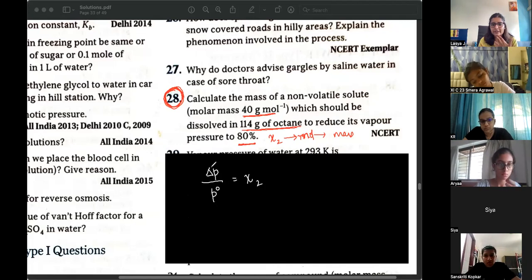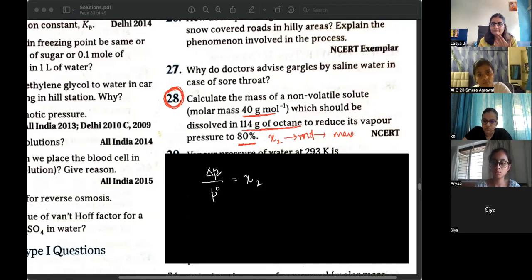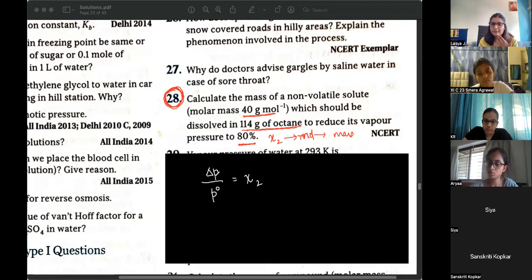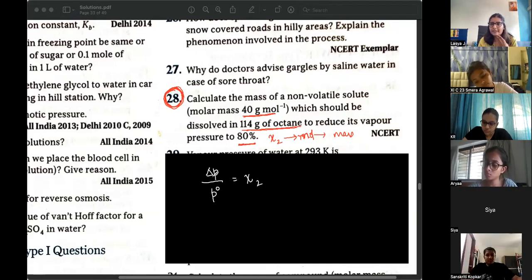Who all have already started to solve, have you got it already? Smera, I think you're doing it. Kaveri, you're also solving. Arya, Sia, Sanskriti, you guys got it?